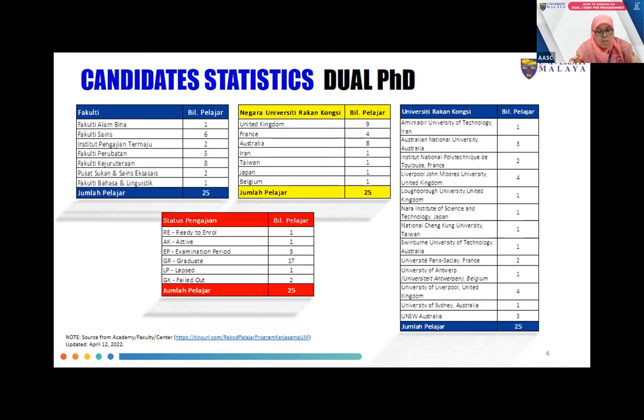In a year from 2000, for the past 14 years, we have produced at least 24 graduates. We had six graduates last convocation session. Among the faculties, quite a high number of graduates come from the engineering and science faculty.